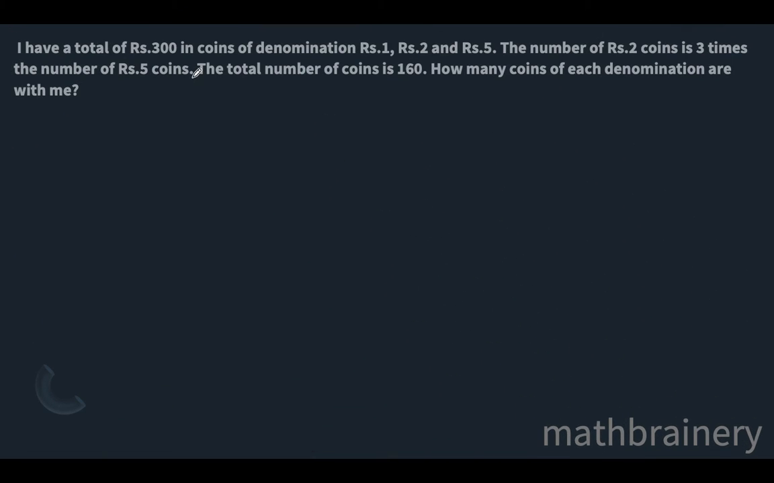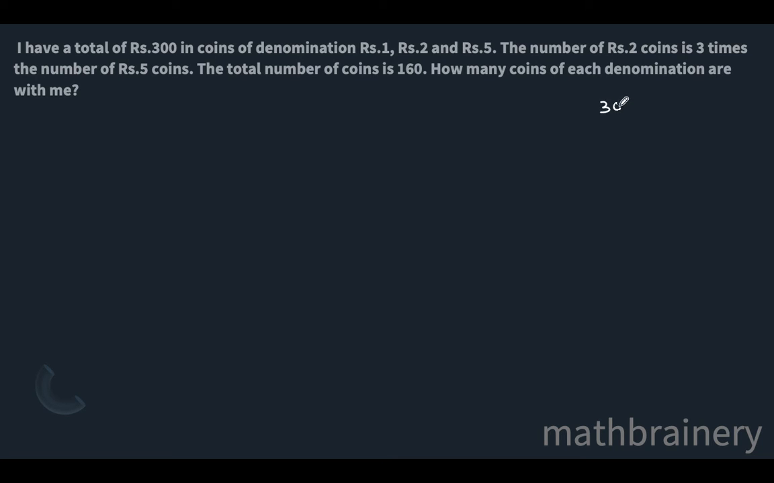I have a total of 300 rupees in coins of denomination 1 rupee, 2 rupees and 5 rupees. The number of 2 rupee coins is 3 times the number of 5 rupee coins. The total number of coins is 160. How many coins of each denomination are with me?